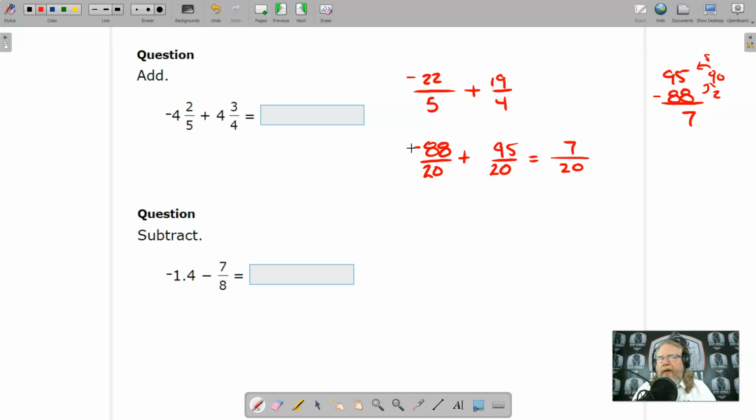And should it be positive or negative? Well, 95 has a greater absolute value and it's positive, so we're going to leave that as positive, and we're going to call that 7 over 20.